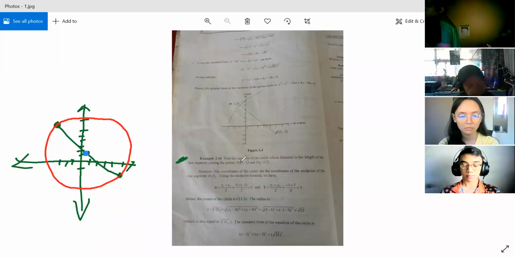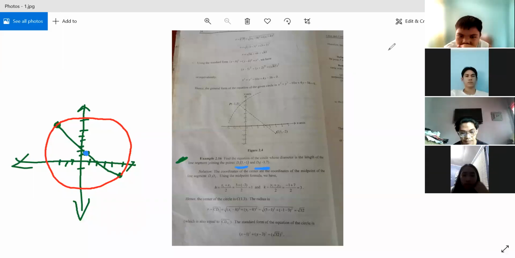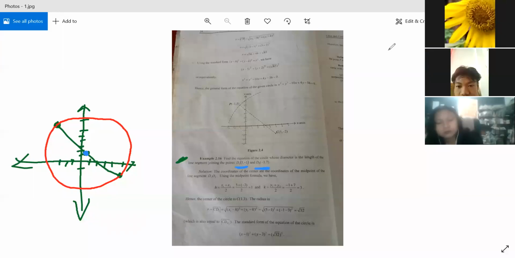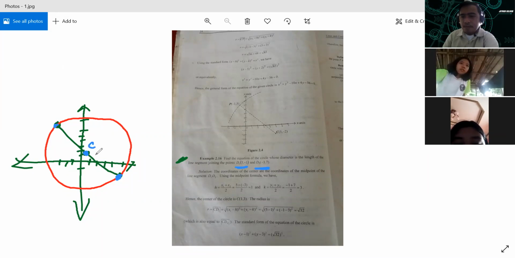So what you're going to do is, out of these 2 points, determine your center and your radius. Remember, you can only find the equation of the circle if you know the center and the radius of your circle, right? So if you are going to find the center and you have 2 points here, obviously the midpoint between these 2 points is your center C, right?